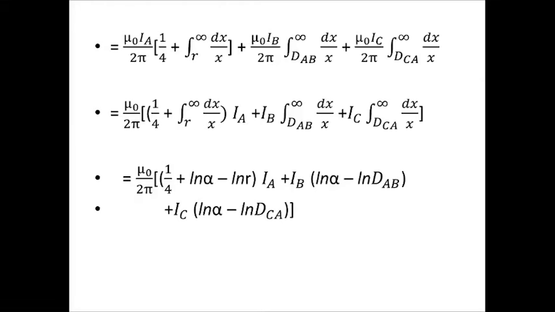We can take mu 0 by 2 pi as a common term. So mu 0 by 2 pi into 1 by 4 plus integral r to infinity dx by x into IA plus IB into integral dAB to infinity dx by x plus IC into integral dCA to infinity dx by x. Now integrating and applying the limits, we are getting mu 0 by 2 pi into 1 by 4 plus log infinity minus log r into IA plus IB into log infinity minus log dAB plus IC into log infinity minus log DCA.